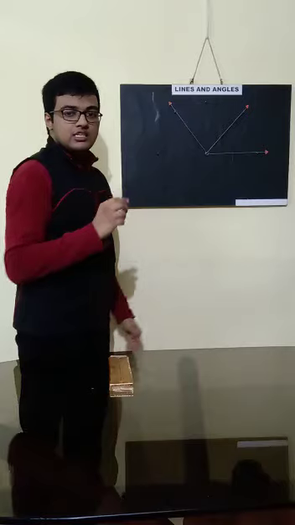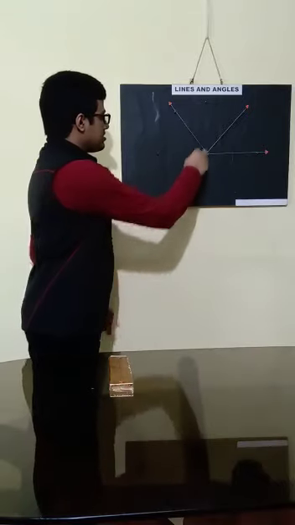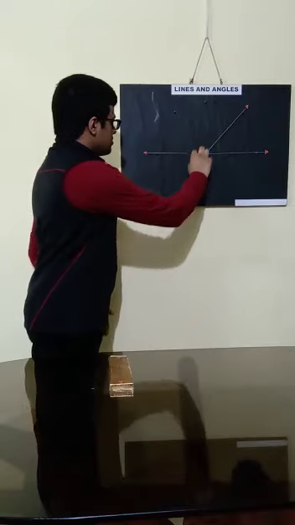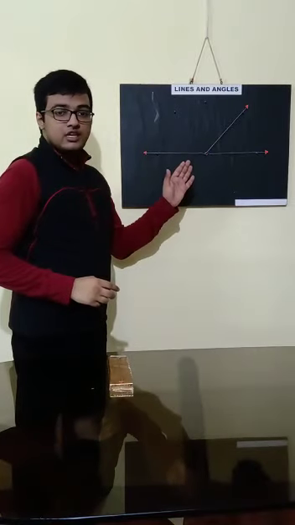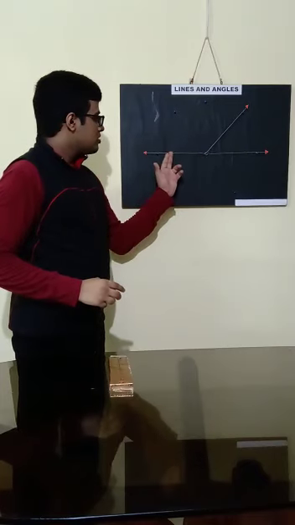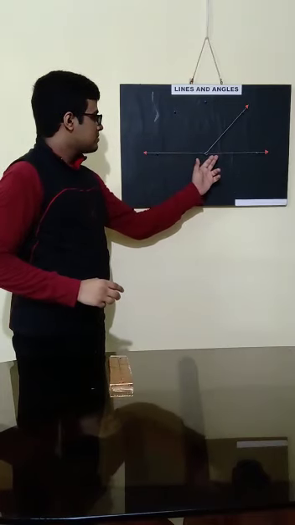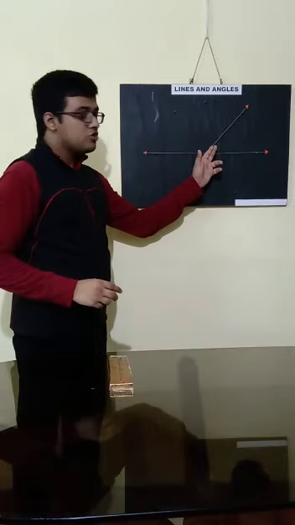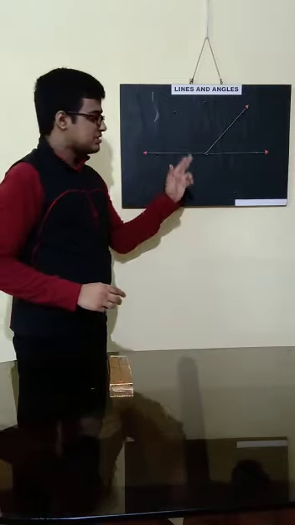Now let us see a special case of the adjacent angles. Two adjacent angles are said to be forming a linear pair if the non-common arms form a straight line. The property of a linear pair is that the sum of the angles always totals to 180 degrees.